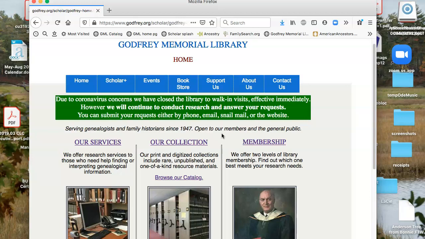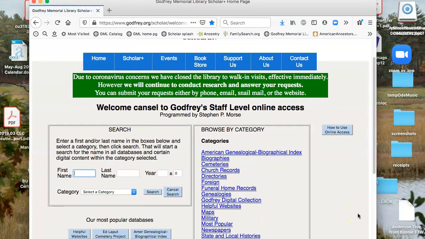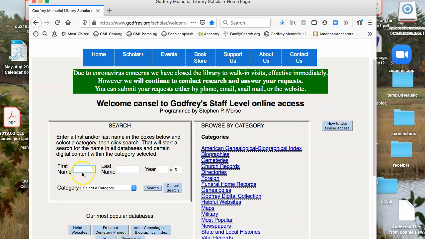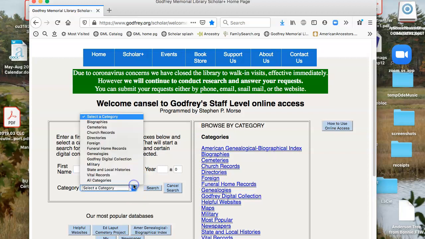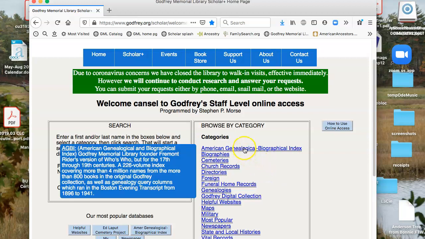We're going to show you today how to look up an AGBI all by yourself. That will be found in our research section of our website, which is called Scholar Plus. And this is what it looks like when you get there. There are a number of choices over here, and there's also a window where you can put in an ancestor's name and select a category to search. But today we're going to be focusing on the American Genealogical Biographical Index, or the AGBI.